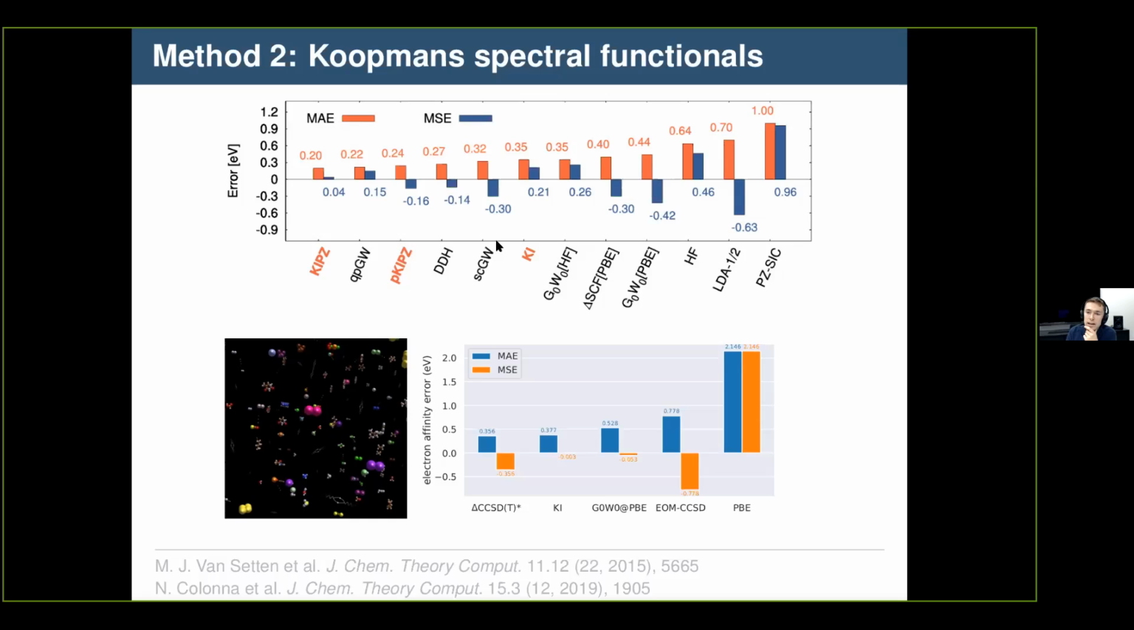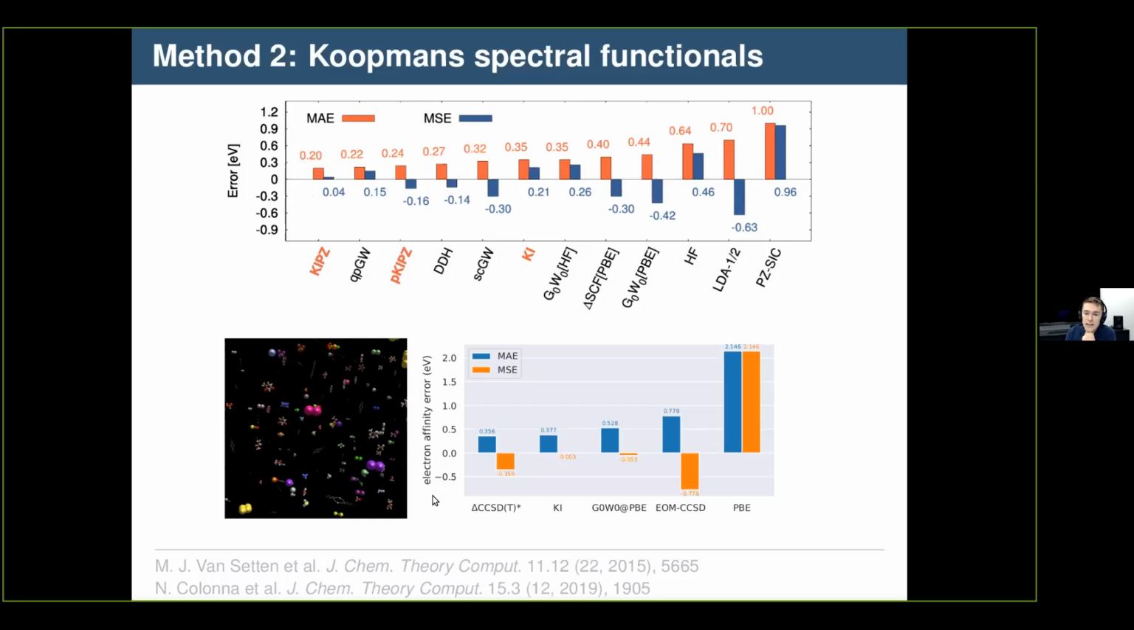And so in red here, we've got three different flavors of Koopmans functionals. And they're right up the top in terms of methods that are giving the smallest mean absolute and mean signed errors in the ionization potentials.